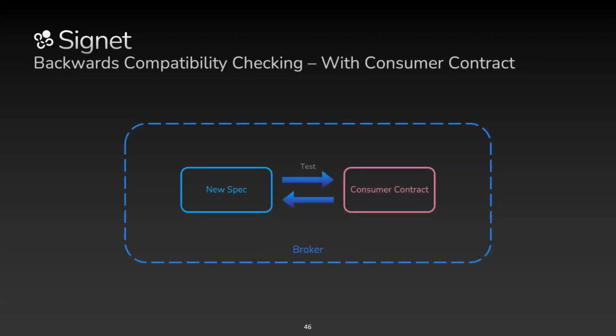With a consumer contract, we can test the new spec against the contract instead of the actual consumer. This test can be handled by the broker and does not require spinning up an instance of the consumer. As a result, using a consumer contract will allow us to speed up backwards compatibility testing, giving us faster feedback.